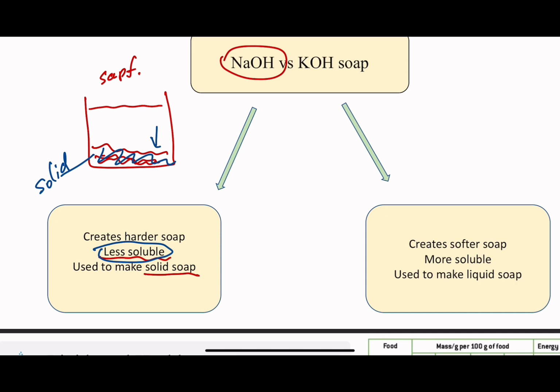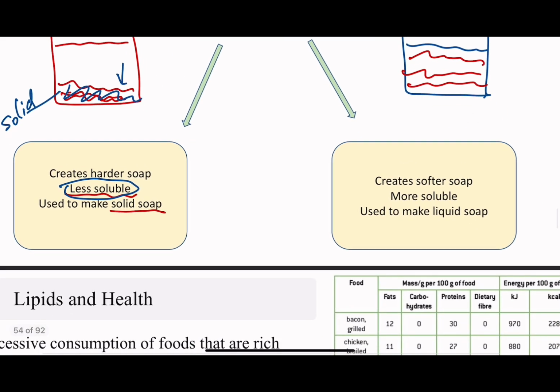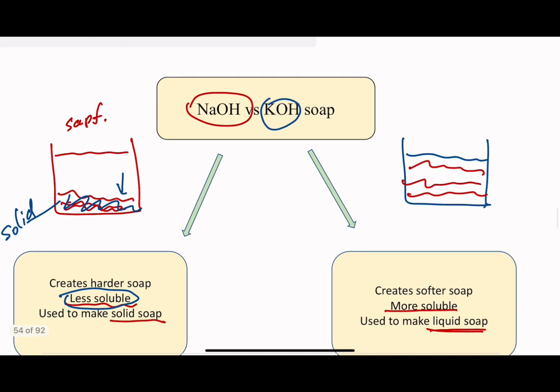But with the potassium hydroxide, the product is more soluble. So it is going to be all over the place, like the soap in the environment. That's where you get your liquid soap. They are more soluble, and they give the liquid soap. So you need to know you get your liquid soap from the potassium hydroxide, and you get your hard soap from sodium hydroxide hydrolysis.